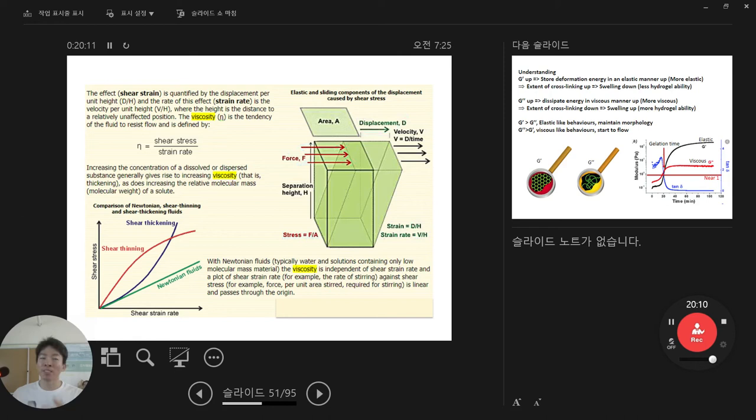Okay? So why is this viscosity important? Because G prime, G double prime, all of these things are for determining the viscosity. Okay? So let's say this is the shear stress, and this is the shear strain rate. When the shear strain rate increases, some materials, when the prepping material, like this, is called Newtonian.